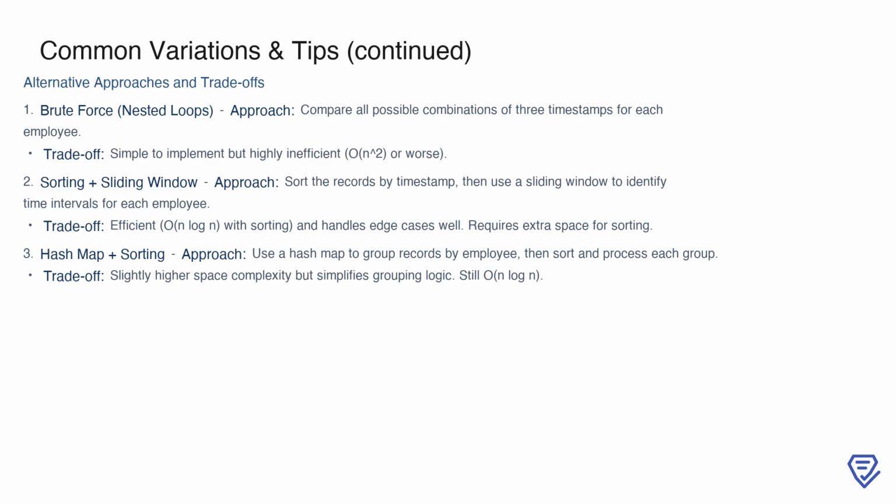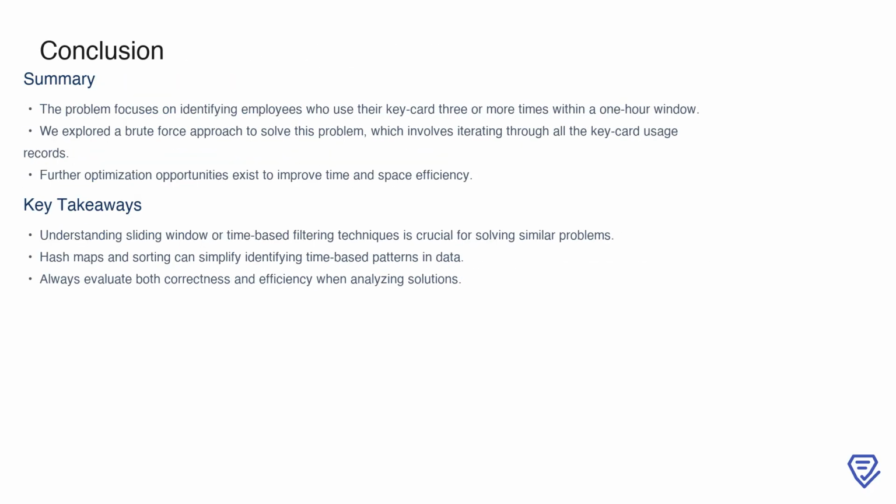Another option is to use a hash map to group records by employee before sorting and processing each group. This maintains the same O(n log n) efficiency but simplifies the logic for grouping records. Each approach has trade-offs, so it's important to choose the one that balances simplicity, efficiency, and clarity for the given problem constraints. Great job! To recap, we tackled problem number 1604 and reviewed a brute force approach to detect suspicious keycard usage within a 1-hour window.